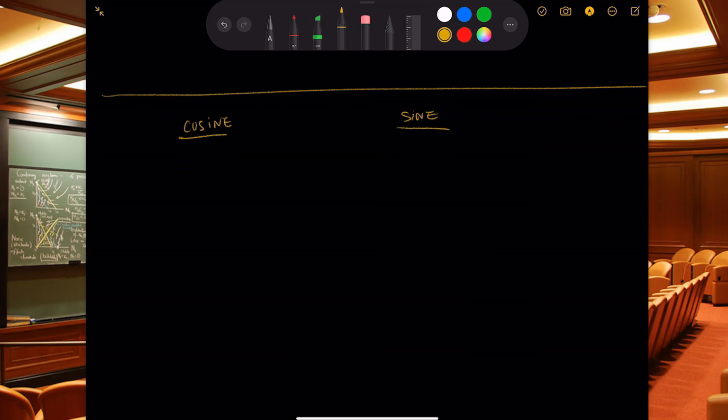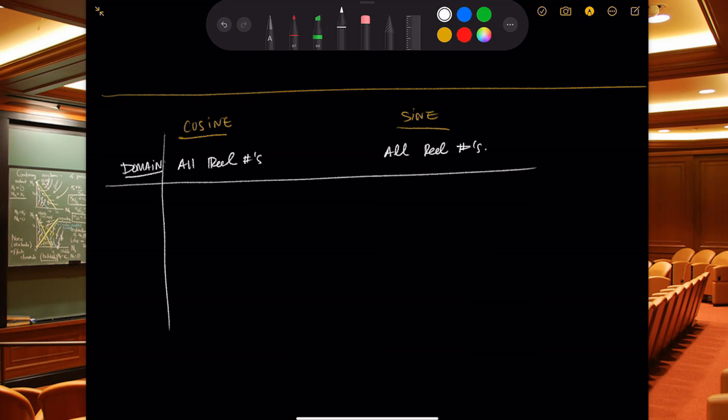Before we look at another graph, I'm going to do an interactive with Desmos in a second. So sine and cosine, the domain of these functions, what's an allowable input? All real numbers. Anything can go into sine and cosine, which is good because we might want to rotate forward 10 billion degrees, right? Keep going around and around and around. We want to be able to measure the height on the circle.